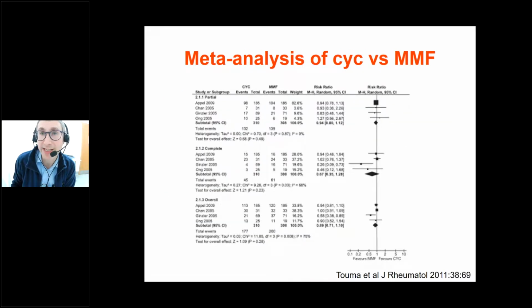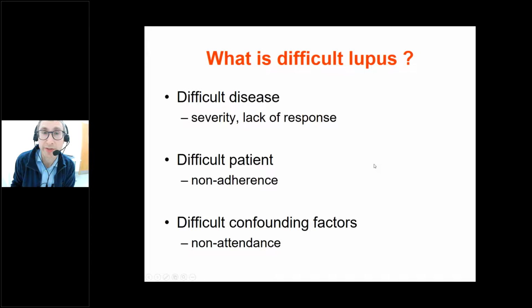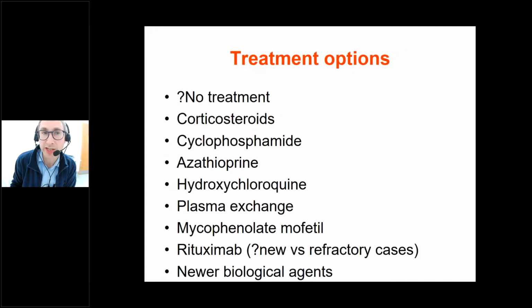And again, this is the meta-analysis of cyclophosphamide versus MMF, and you can see here there was a favoring towards MMF, but many of them actually crossed the one line. So patients who have a difficult disease where it's very severe, they don't respond, some patients that are non-adherent, and those who don't come to clinic make us really want to think about using intravenous agents. And in our armamentarium, obviously, we can give steroids. I will talk a little bit about them later. But cyclophosphamide has always been in favor.